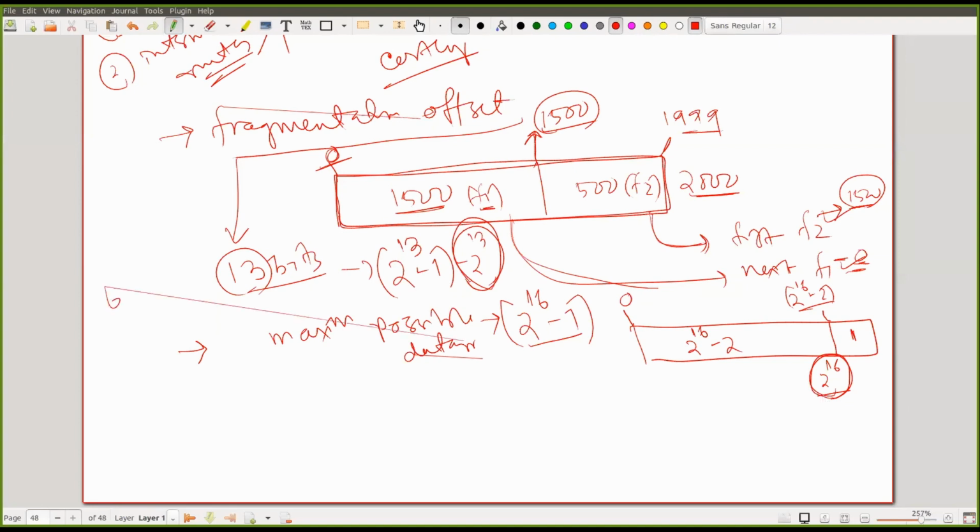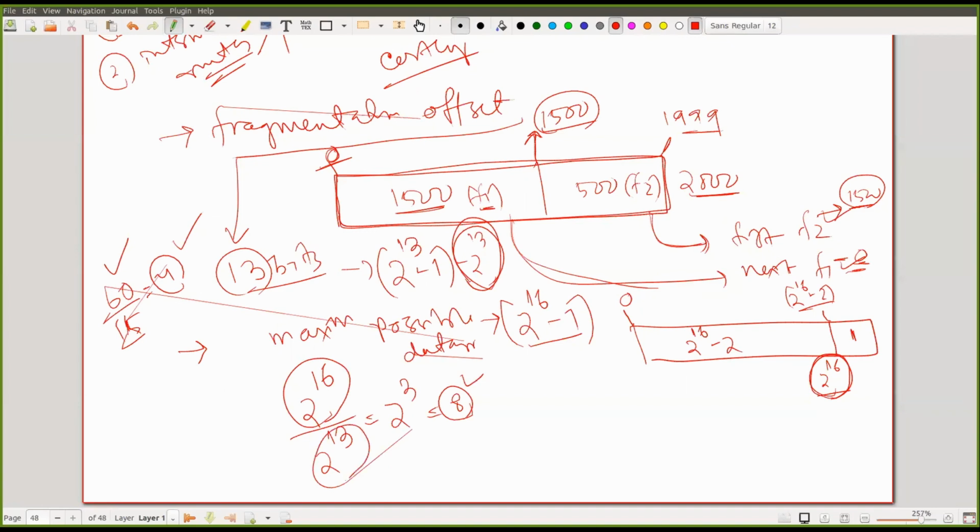60 by 15. That means whatever the actual header length is, I have to divide it by a factor of 4 to get the logical header length. This is what we do in the case of header length. Similarly, here, the actual possible offset is 2 to the power 16, but what is the highest available? 2 to the power 13. If I divide, what do I get? 2 to the power 3, that is 8. That means I have to divide the actual offset value by 8 to get the logical offset value.